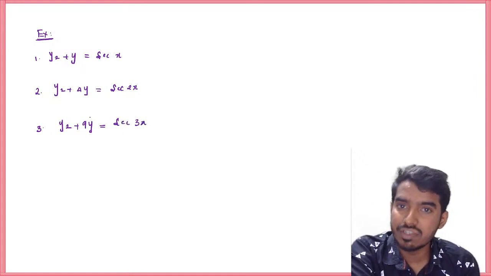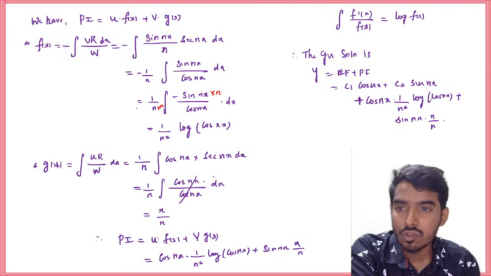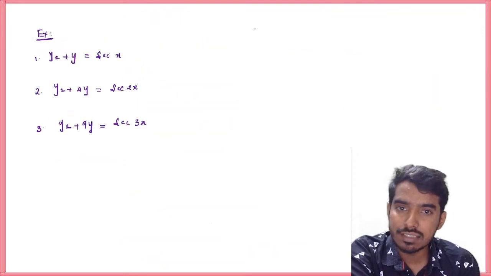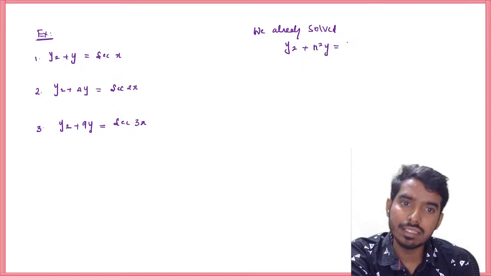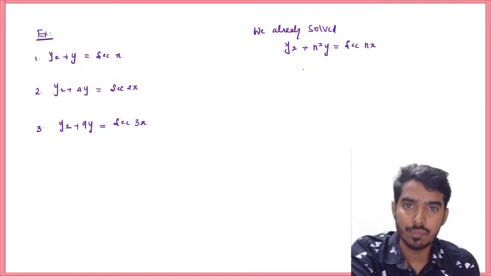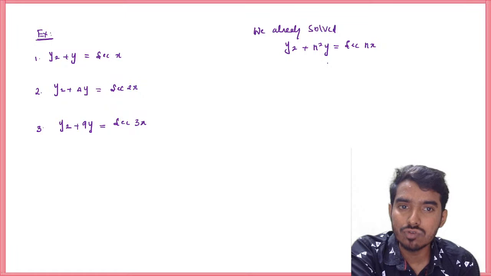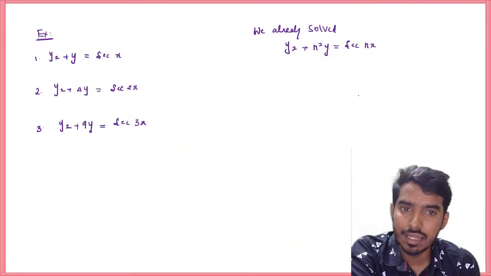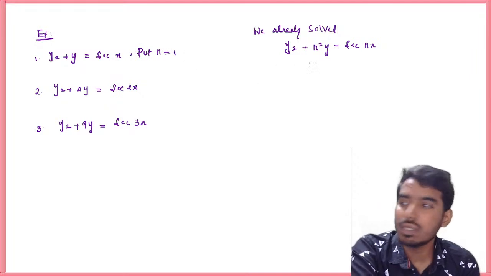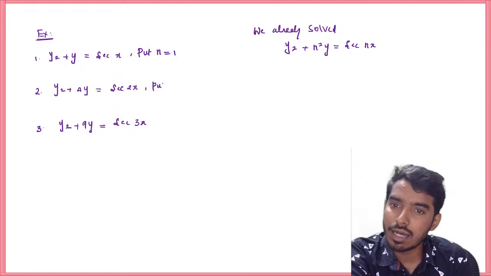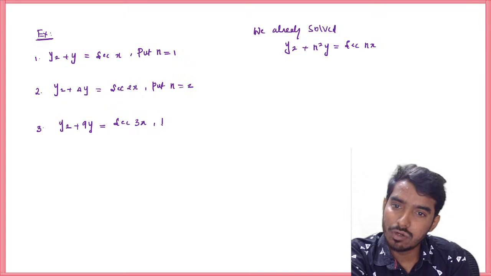If these 3 questions are asked, we already solved d square y by dx square plus n square y is equal to secant nx, and we already know the solution, right? So here put n is equal to 1, put n is equal to 2 here, and put n is equal to 3 here.